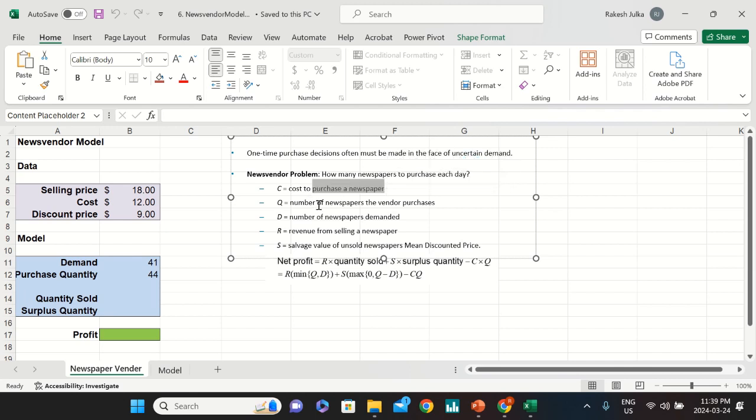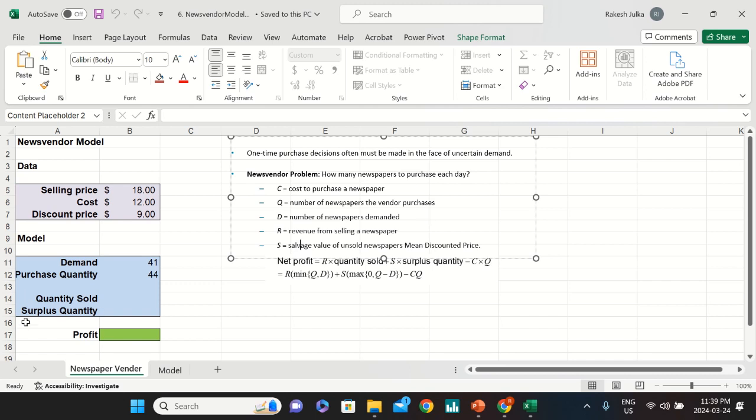Quantity means the number of newspapers the vendor purchases, then the number of newspapers demanded, and the revenue from the selling of the newspaper, which is R. Salvage value is S. We know the net profit will be R into quantity sold, plus S into surplus quantity, where S means salvage value, which is 9 here, minus cost into quantity. Q here is the number of units that were purchased, that is the quantity purchased.